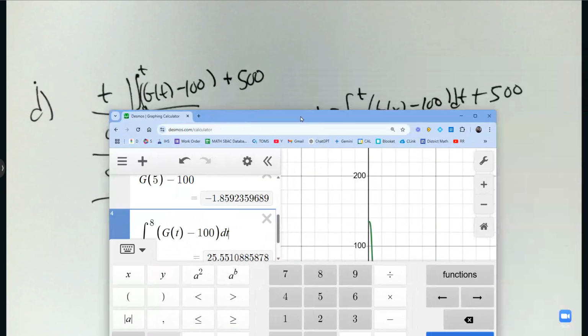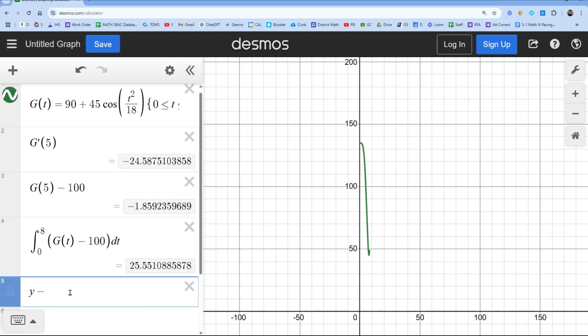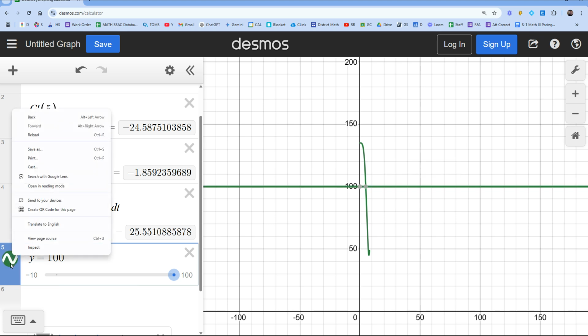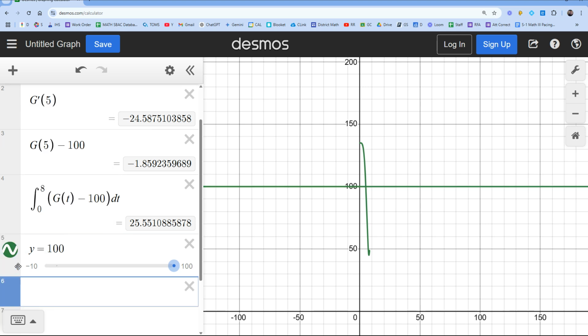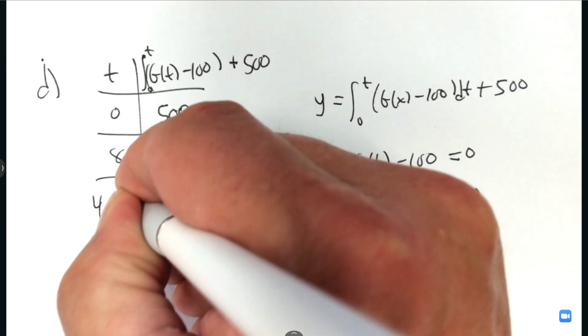So I'm going to go back here, and I already have g at t there, so all I have to type in the second box is just y equals 100 and see where they cross. So type in y equals 100, and you can see that it crosses. They both connect, even though they both are green. I don't like that. How do I change the color? I don't know how to change color. Oh well. So the number is 4.923. That's a critical number. So I'm going to put that in, 4.923.